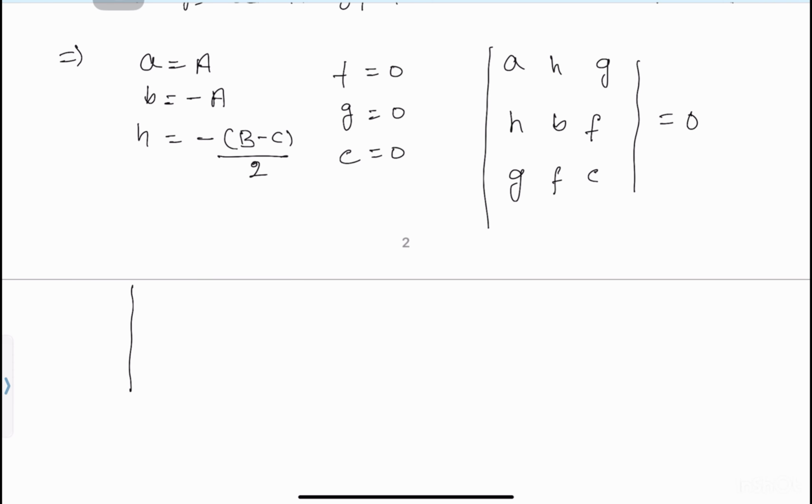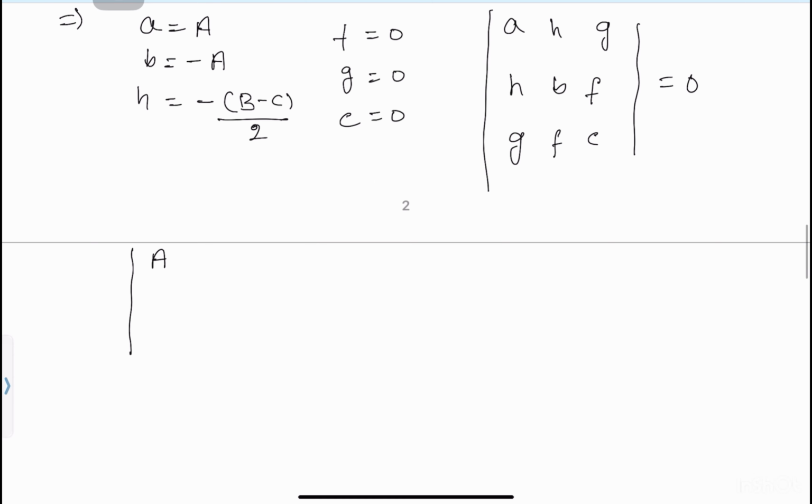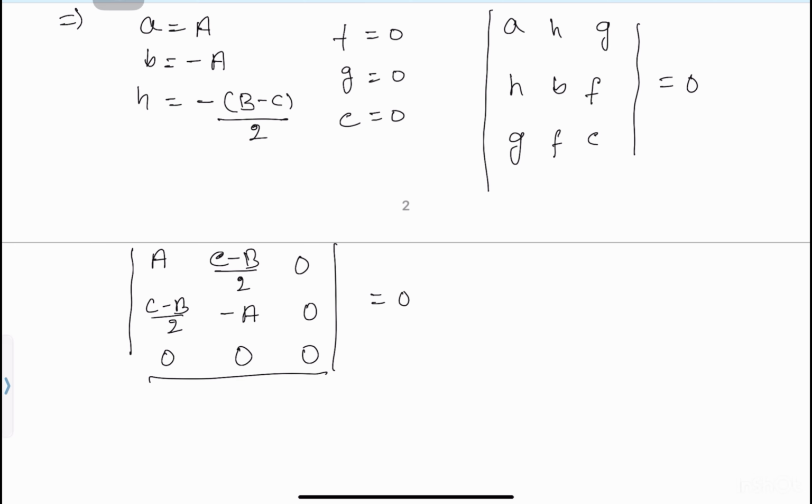Now put the values. h equals c minus b by 2, g equals 0, then b is minus a, f is 0, c is 0, and f is 0, g is 0. Since one corresponding row is 0, the determinant value must be equal to 0. So we prove that this expression always admits two real linear factors. Clear?